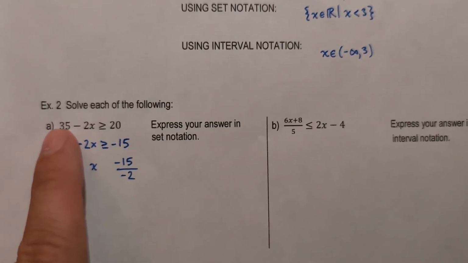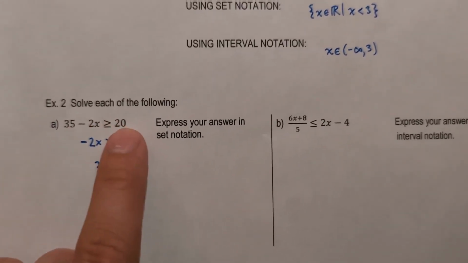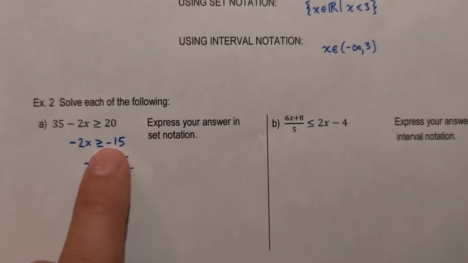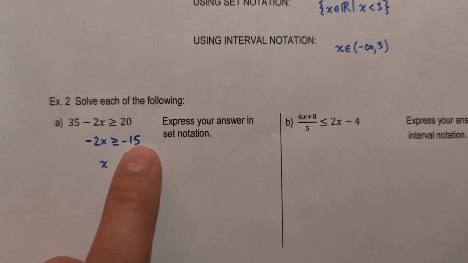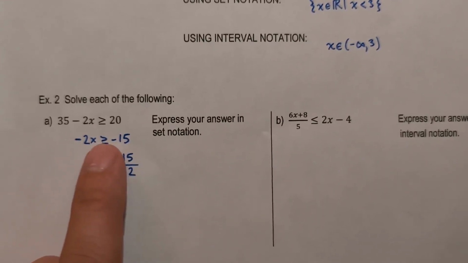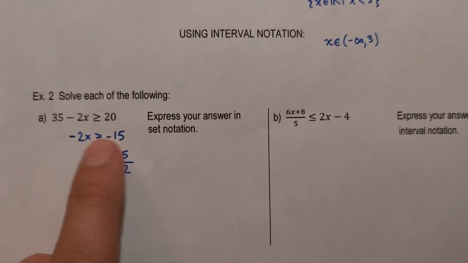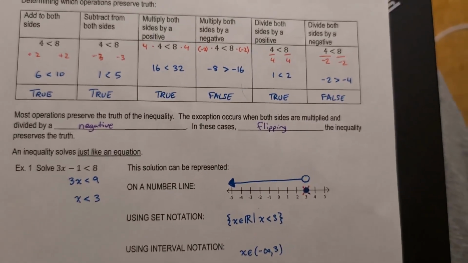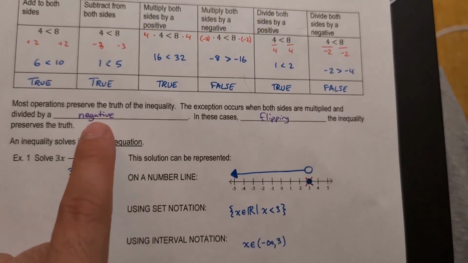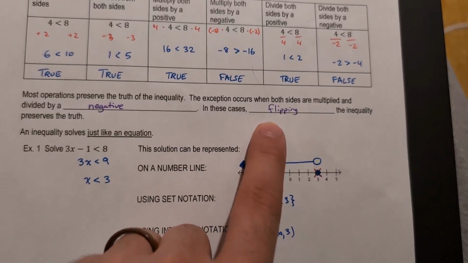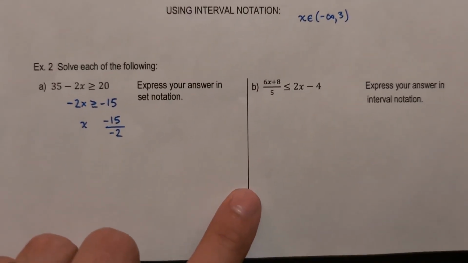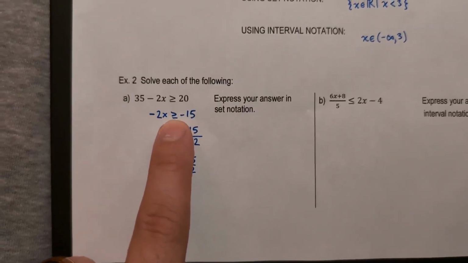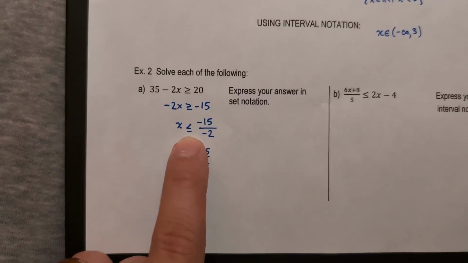So here I subtracted 35, and I subtracted 35, and we just get left with our negative 2x is greater than or equal to negative 15. And now normally, if this was an equal sign, I would divide both sides by negative 2. But because I'm dividing by a negative, I'm going to have to flip my inequality. And so I flip that inequality. It goes from a greater than or equal to sign to a less than or equal to sign.